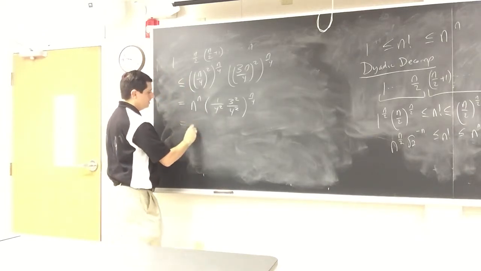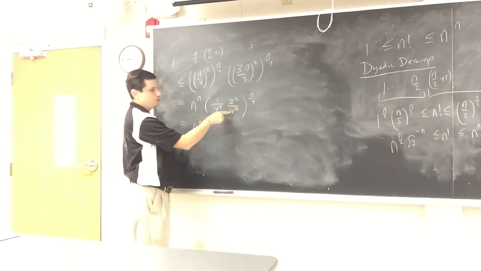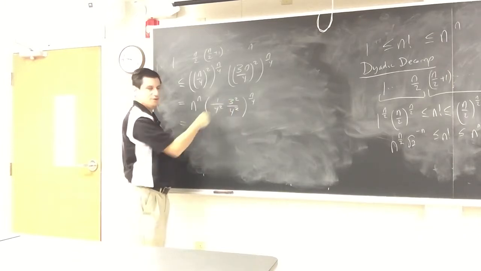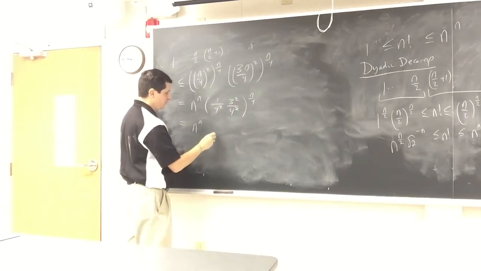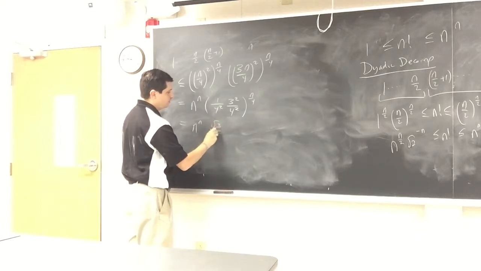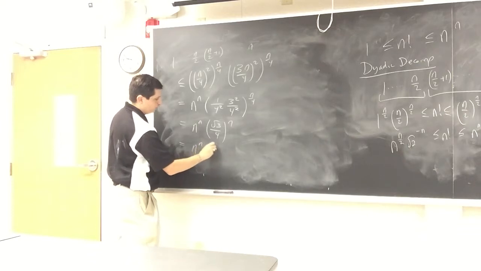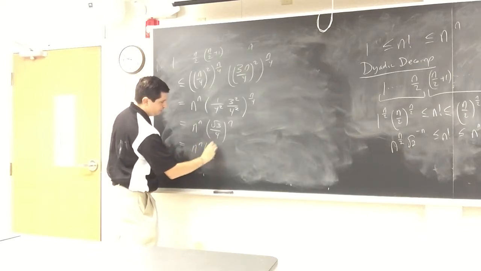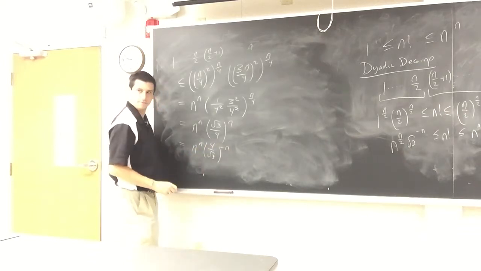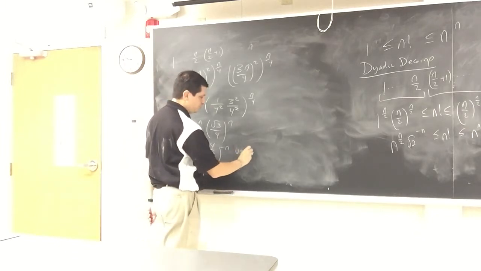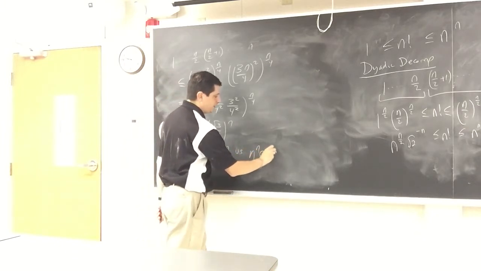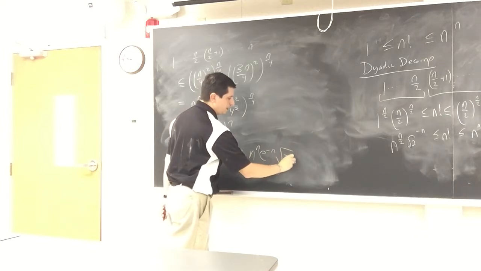So this is going to be n to the n. If I take the fourth root of 4 to the fourth, that's 4. The fourth root of 3 squared is going to be the square root of 3. So this will be the square root of 3 over 4 to the n. So this will be n to the n, 4 over square root of 3 to the negative n. Versus Stirling, which was n to the n, e to the minus n, square root of 2 pi n.